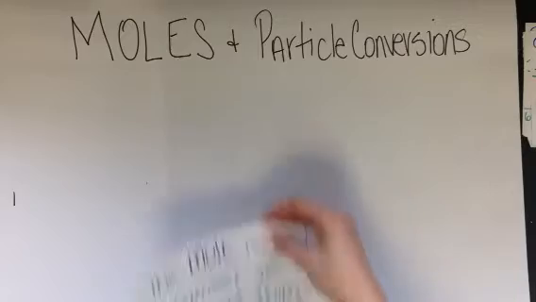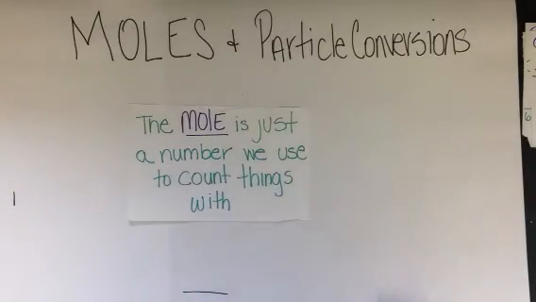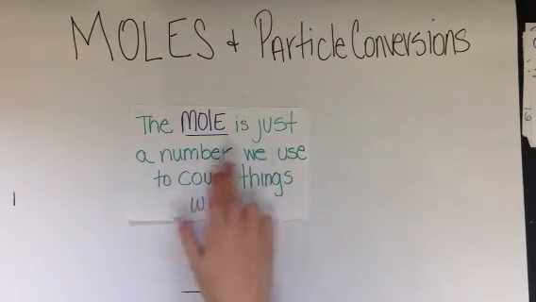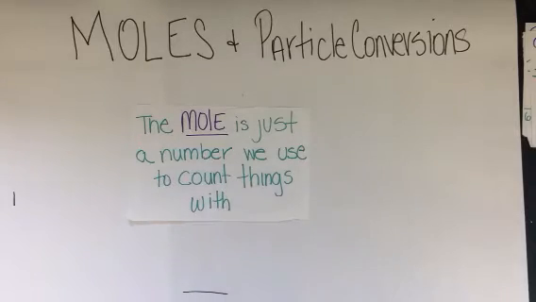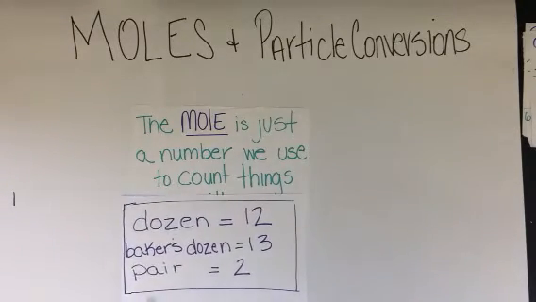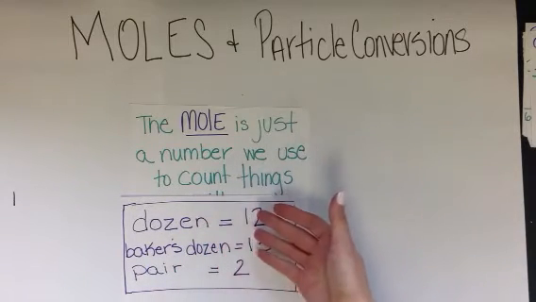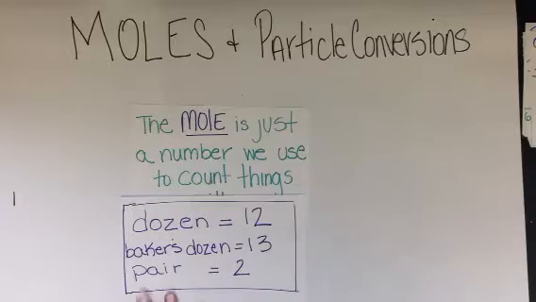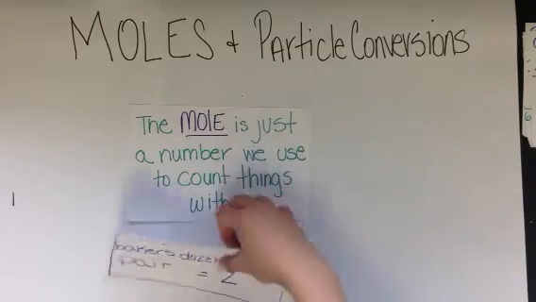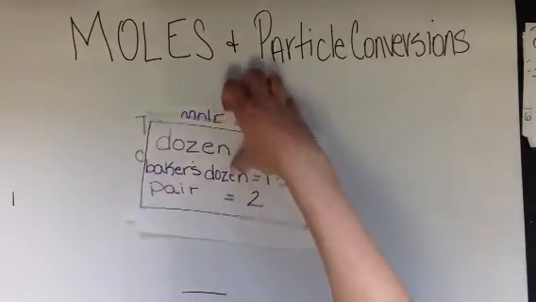The mole is just a number we use in chemistry, and it's a number that we use to count things with in chemistry. So we don't really use dozen, baker's dozen, or pair in chemistry. These tend to sometimes be used more with cooking or with clothing. Mole is what's used for chemistry. So what is a mole?